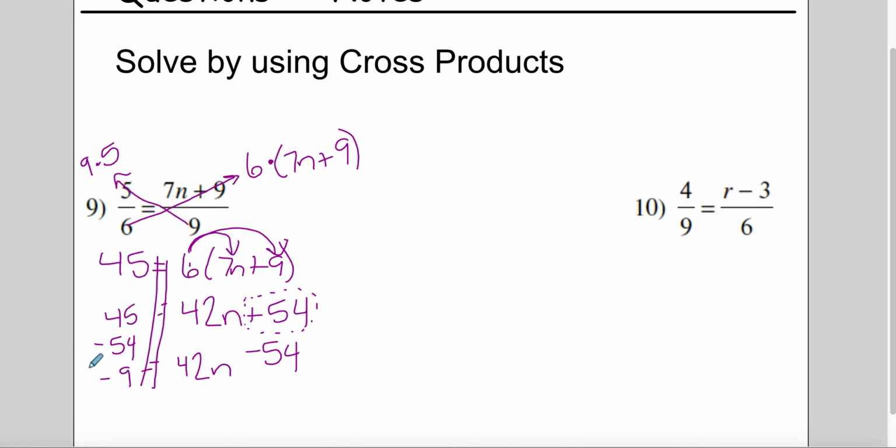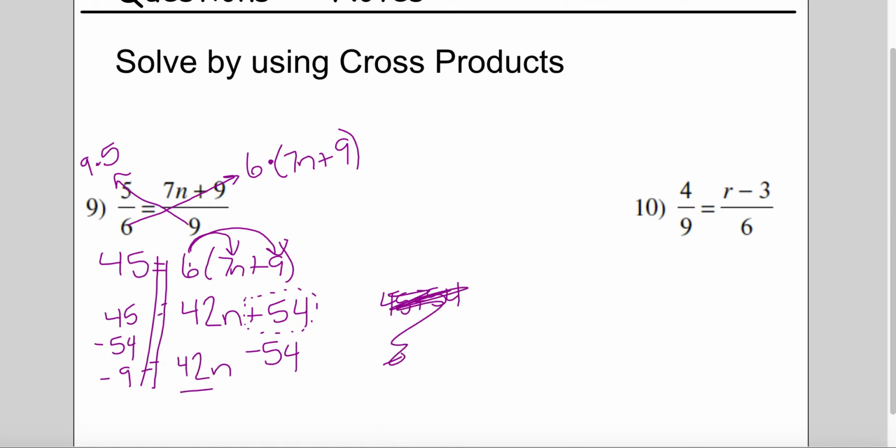Because remember, this right here is like a problem, 45 minus 54. You don't like to subtract, so we're going to change it. This is beating, so I know my answer is going to be negative. And by how much? I'm just going to subtract, so I know that would be a difference of 9.